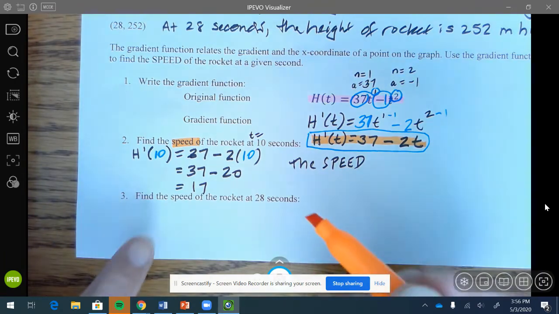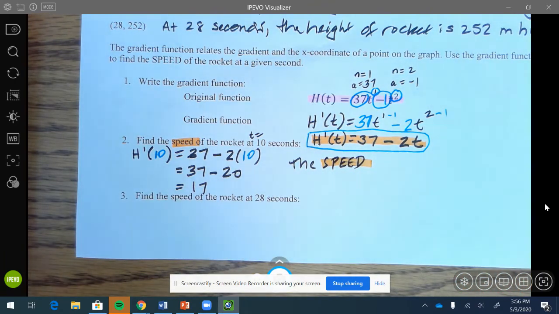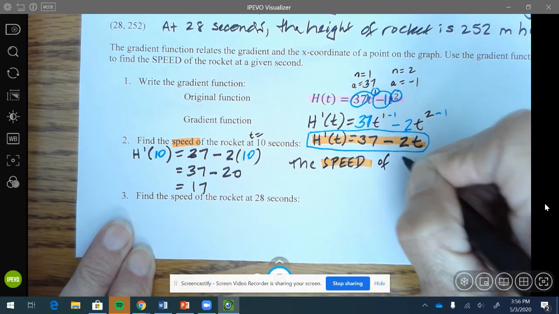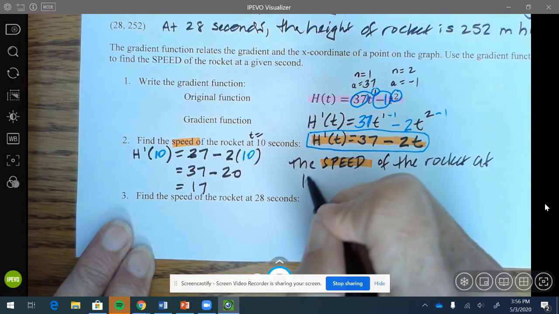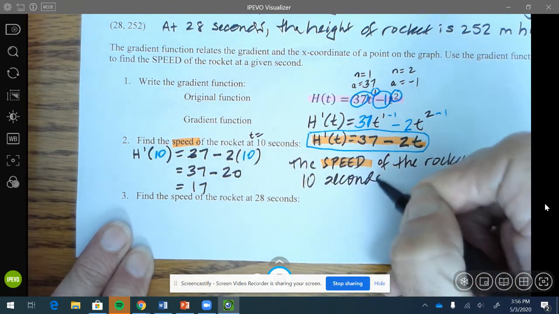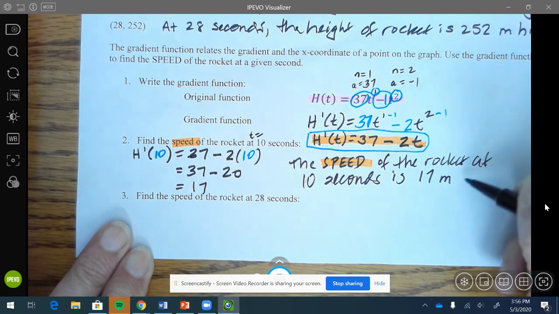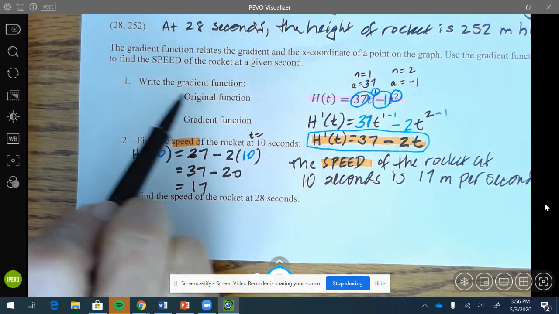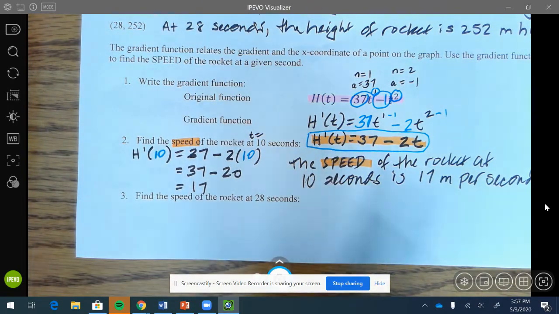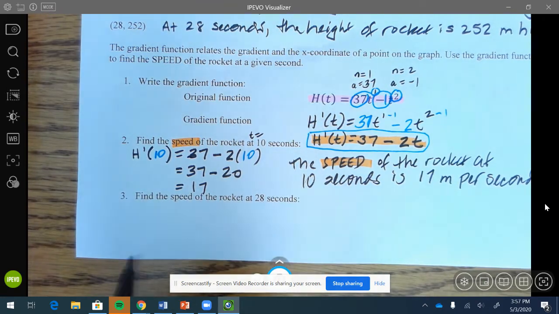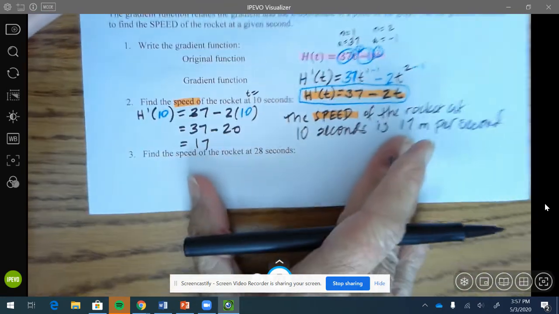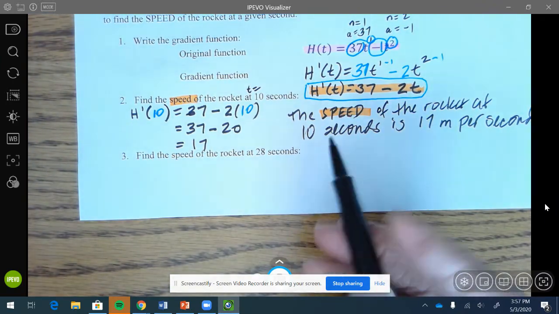The speed, now I'm capitalizing it. Remember, this tells you speed, rate of change, instantaneous rate of change. The speed of the rocket at 10 seconds is 17 meters per second. And that's the difference between the original function and the gradient function. The original function tells you, based on the time passed, how high is the rocket. The gradient function tells you, based on the time, at that time, how fast the rocket is going. So let's finish this up. And this is not an ordered pair. This is the rate of change or the speed.